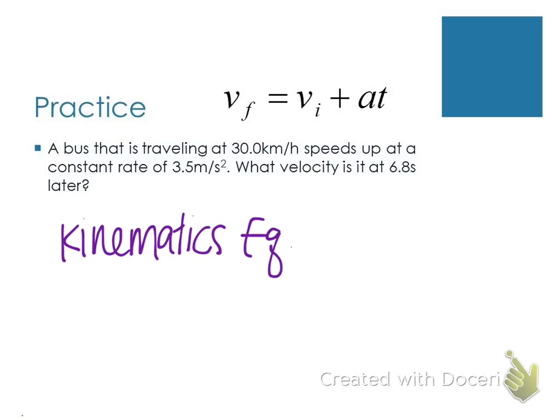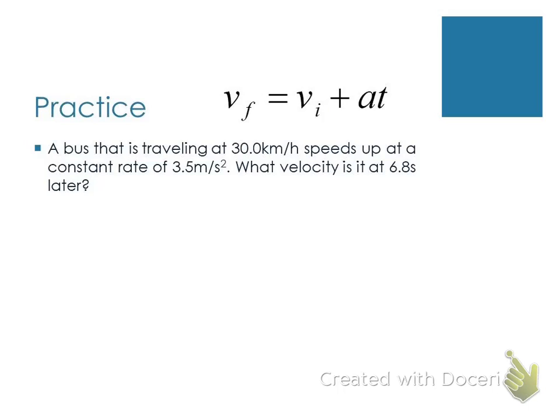Okay, let's try this one on the screen here. A bus that's traveling 30 kilometers per hour speeds up at a constant rate of 3.5 meters per second squared. What velocity is it at 6.8 seconds later? Okay, so as we look at our problem, we're going to start going through and picking out our variables.